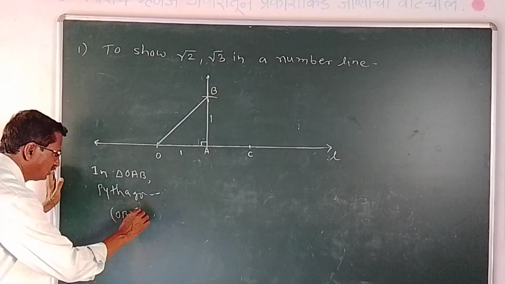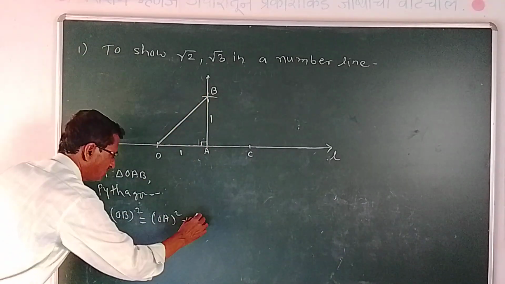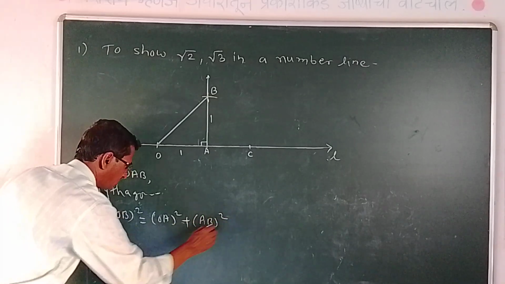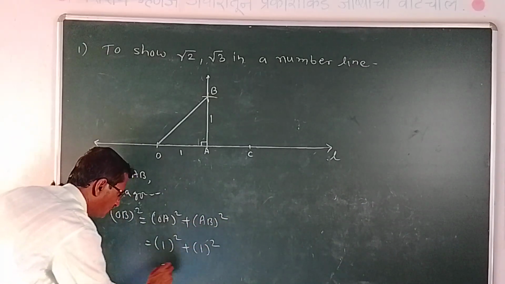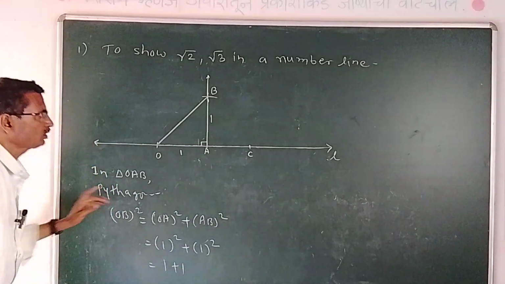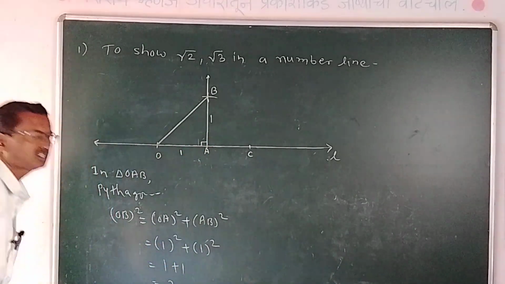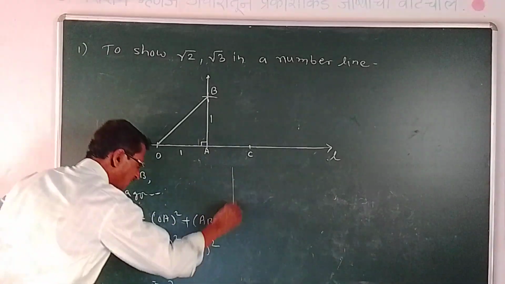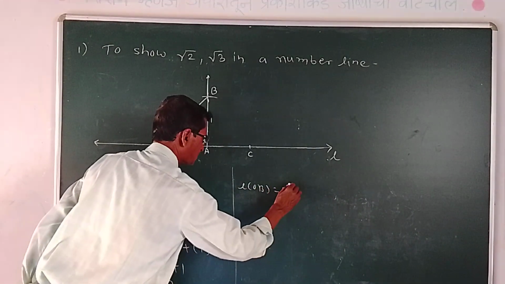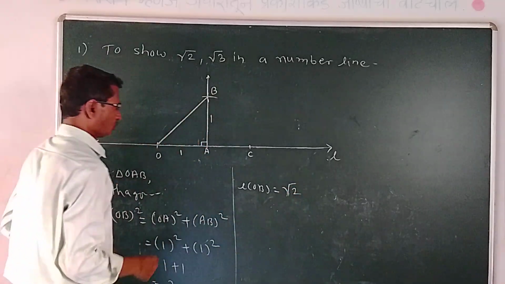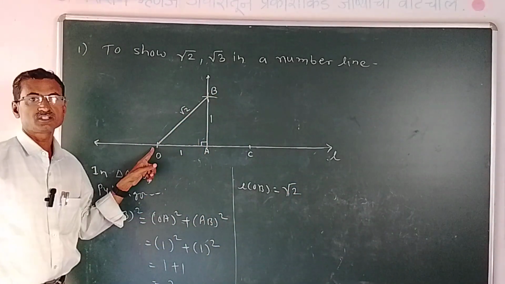Pythagoras theorem: hypotenuse square is equal to one side square plus second side square. Now the length of OA is 1, the length of AB is also 1, the square of 1 is 1, the square of this 1 is also 1, 1 plus 1 is equal to 2. Taking the square root of both sides, length OB is equal to under root of 2. So the length of hypotenuse OB is root 2.